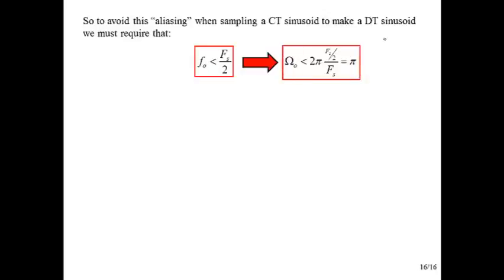So we will always try to make sure that if we're sampling a continuous time sinusoid, the frequency of the sinusoid is less than Fs over 2. And we'll always keep our discrete time frequencies less than pi. Now remember, we talk about positive and negative frequencies when we start talking about these complex components. So we're going to be talking about discrete time frequencies ranging between plus and minus pi.